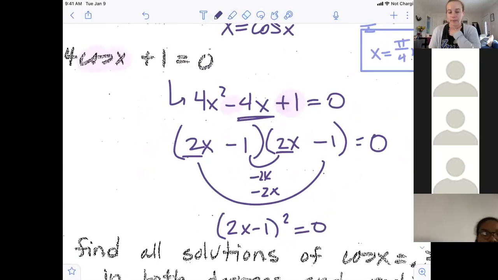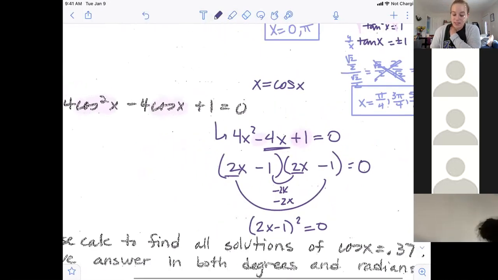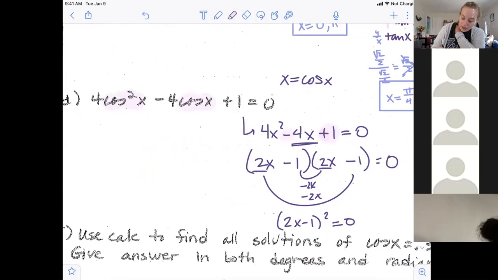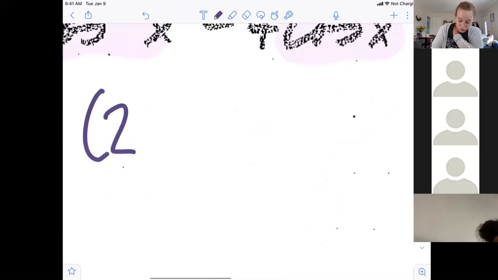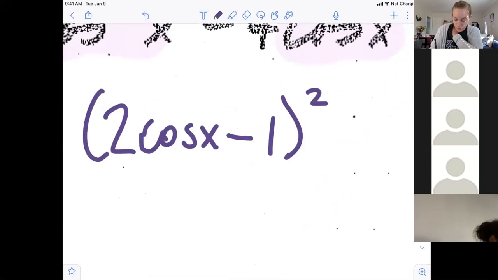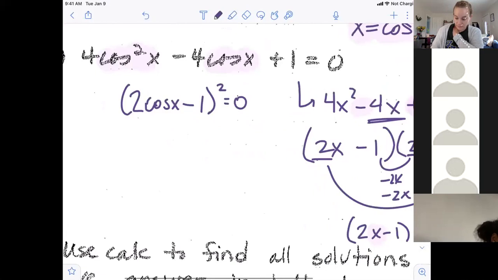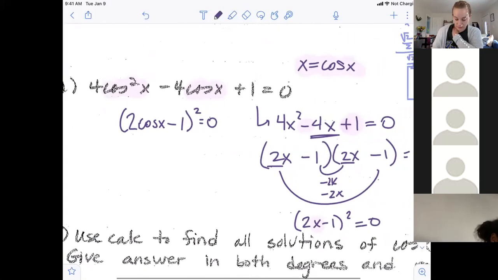Now, if you got all tripped out by my factoring, let me know because we can do that sometime outside of class, but factoring should have been a skill that you already know. Once I factored it down, though, I'm going to go back and take that x out and put in my cosine x. So I just replaced it so that factoring looked easier, but I can't solve it until I put cosine back in. So now I'm going to say not 2x minus 1, I'm going to say 2 cos x minus 1 squared equals 0. Zoom it back out in case anyone's confused still.